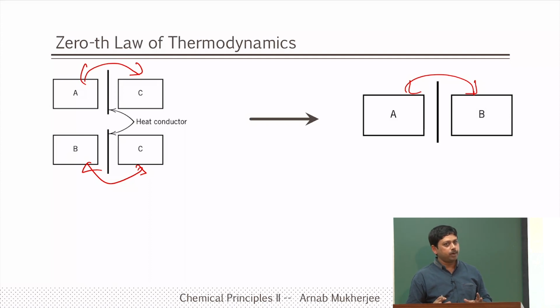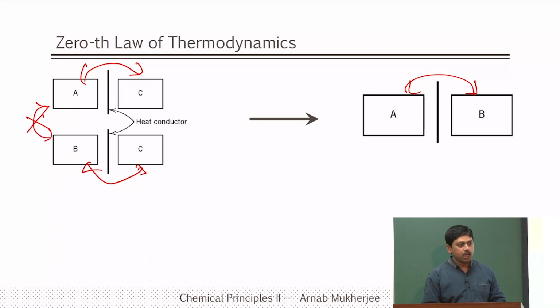It looks simple, but it is a profound law. What it says is that A and B are not connected with each other, yet when C is in equilibrium with both A and B separately, then A and B are also in thermal equilibrium with each other. So, what is C? You can think of C as a thermometer.